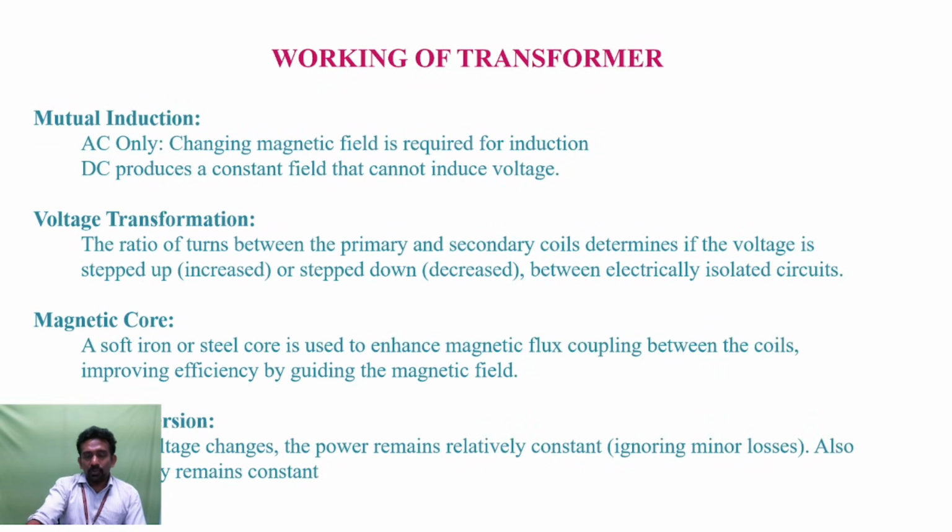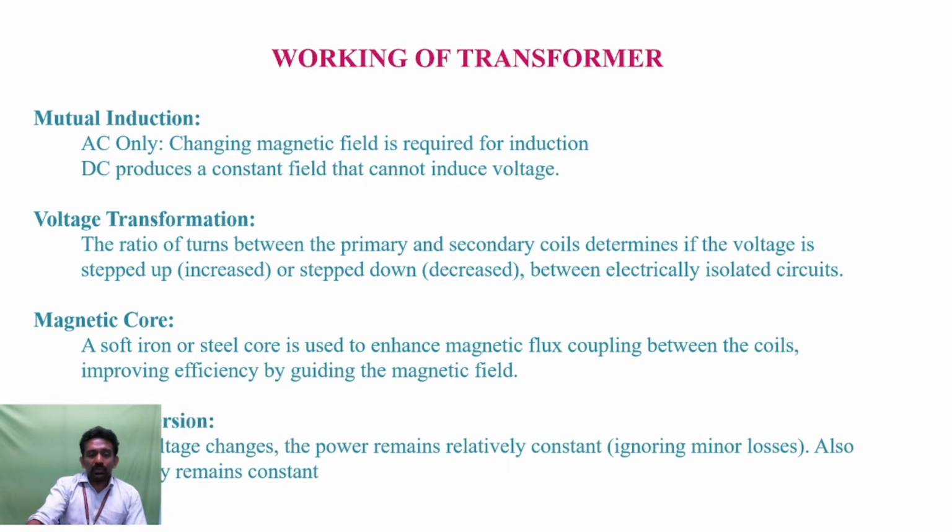Next, the working of the transformer. As I said earlier, it works on the principle of mutual induction. Basically only an alternating current signal, with proper voltage level or magnitude, can be used for transformer working. If DC is used, it becomes a short circuit, as it produces a constant field that cannot induce any voltage. So only AC can be used. A changing magnetic field is the primary requirement for this induction.